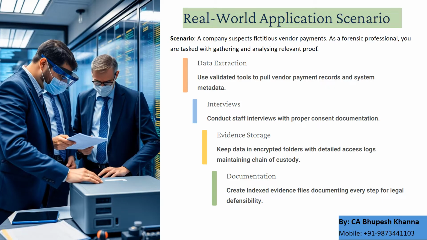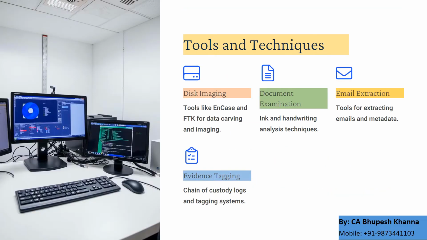Interview procurement staff with signed consent forms. Store evidence in encrypted folders with access logs. Document all procedures in an indexed evidence file. This approach aligns with best practices and legal defensibility as required by FAIS 320.